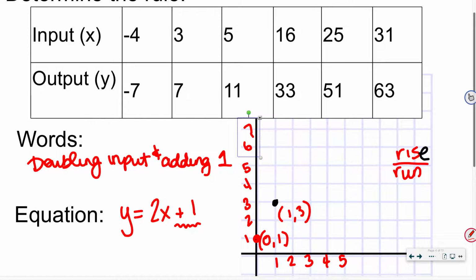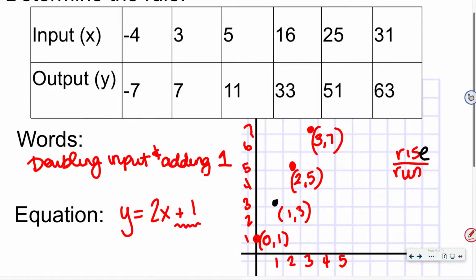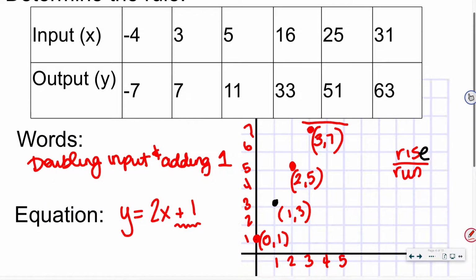Okay, if I go up 2 and over 1, 2, 5. 2 and 5. And then up 2 and over 1 again, 3 and 7. And this is where I was trying to get to, even though I made a tiny mistake there. Because this value is actually in our table. The 3 and the 7 are there. The -4 and the -7 would be there. The 5 and the 11, they're all points on the line that represents this function. Y equals 2x plus 1.